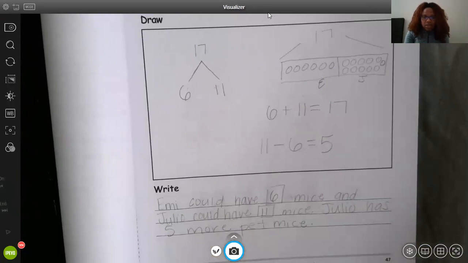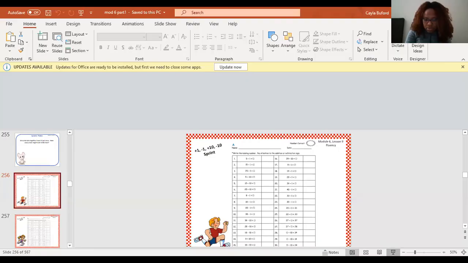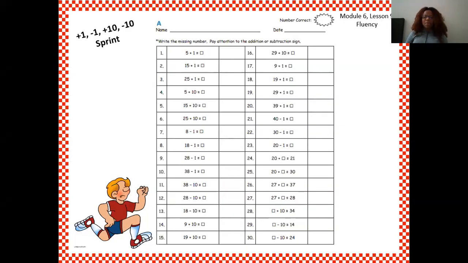So now we can go ahead and get started with our fluency practice, which we'll be doing 2 sprints for today. You'll still have 1 minute and 30 seconds to complete them. Let me go ahead and get my timer ready. And pay very close attention to these number sentences as well. Here we go. On your mark. Get set. Go. We have 1 more minute left.